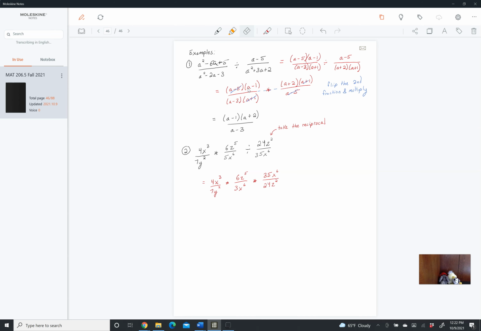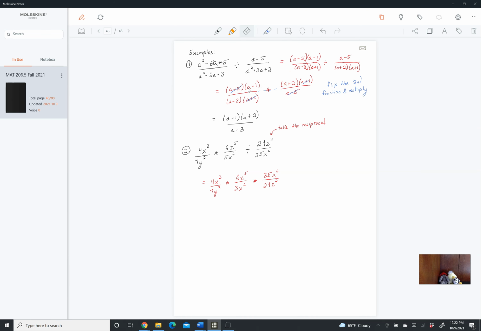Okay, so at this point, what do we do? Well, we multiply straight across, okay? You have some options here. I'm going to write this in two different ways. On the right side, I'm going to put it in blue. On the left, I'm going to use a different method, okay?